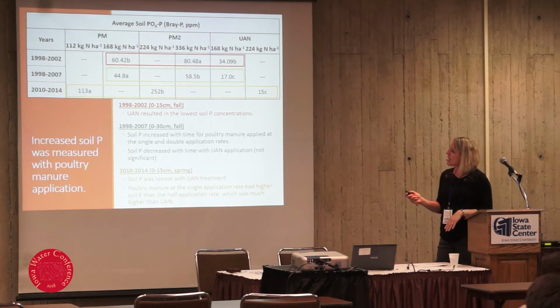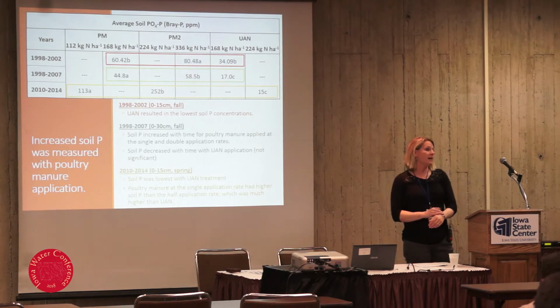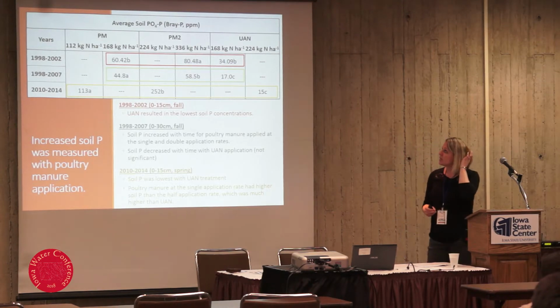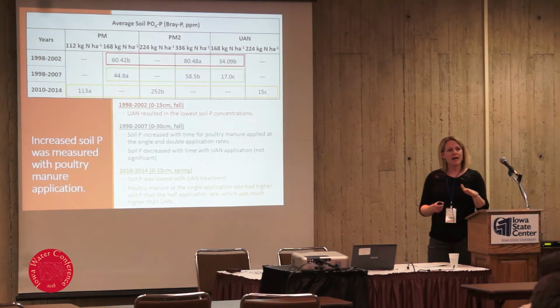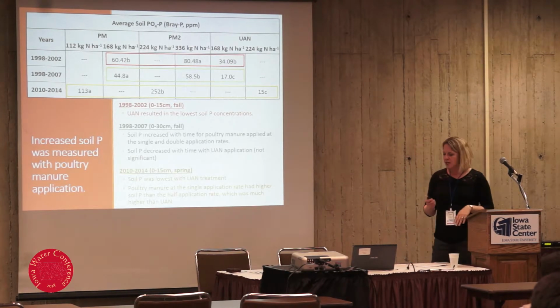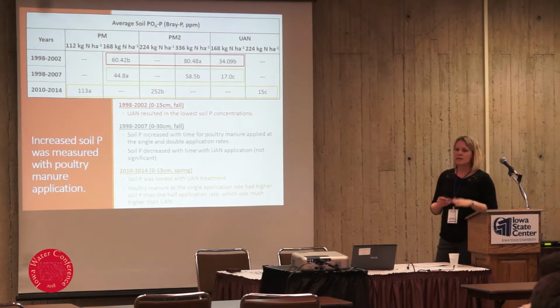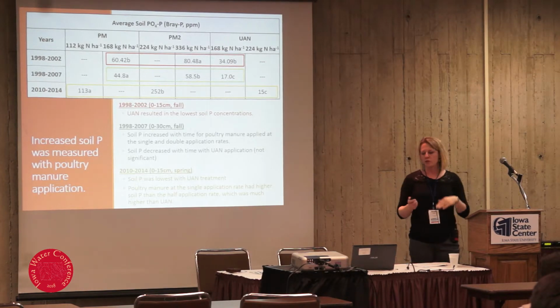And so again, as expected, the soil phosphorus from the UAN plot is really low, and the soil phosphorus from the PM2 plot is really high, over 200 for the Bray P in parts per million. So as expected, over 20 years we have seen a buildup of soil P, and this has been in pretty much the topsoil, the 0 to 15 or 0 to 30 centimeters.